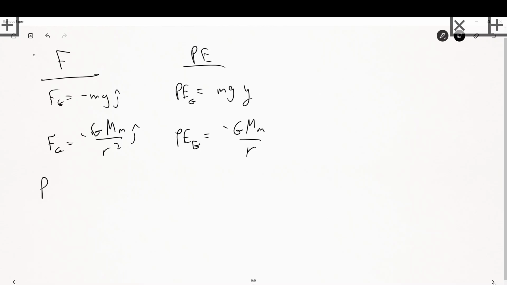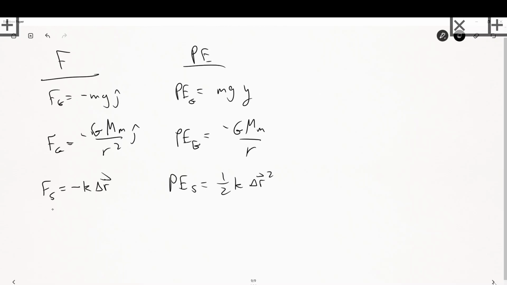Then we have Hooke's law, which is that the force is minus k delta r, where r is the displacement of the spring from equilibrium. The potential energy for that is 1/2 k delta r squared. Okay. Or we're often going to just use delta x if we're talking about that in one dimension.